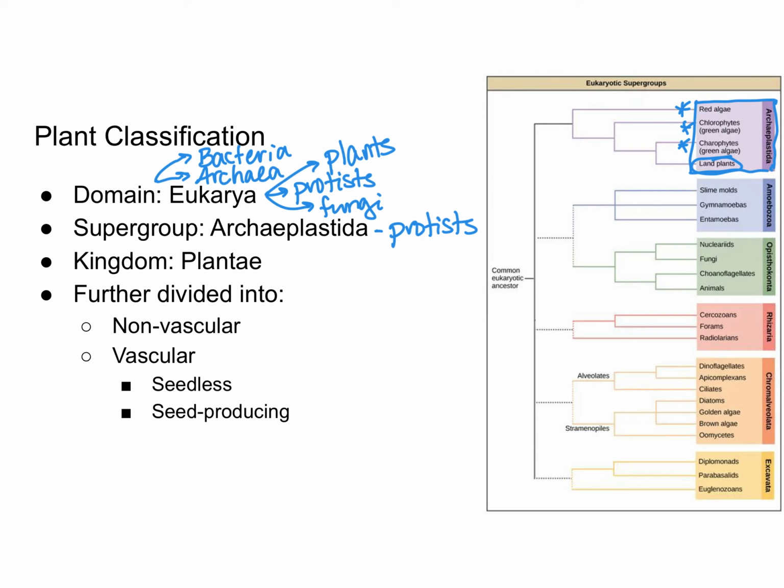Now, if we keep getting more and more specific as we move down the classification, plants are in the kingdom known as Plantae. We can further divide the plants into things like phyla and classes. And so we'll talk about those. Those are kind of the next levels of taxonomic classification. We'll talk about those as we talk about the different types of plants. But essentially, we can divide plants into non-vascular versus vascular. And then within the vascular classification, we can have seedless or seed-producing plants. And I should point out that non-vascular plants are also seedless.